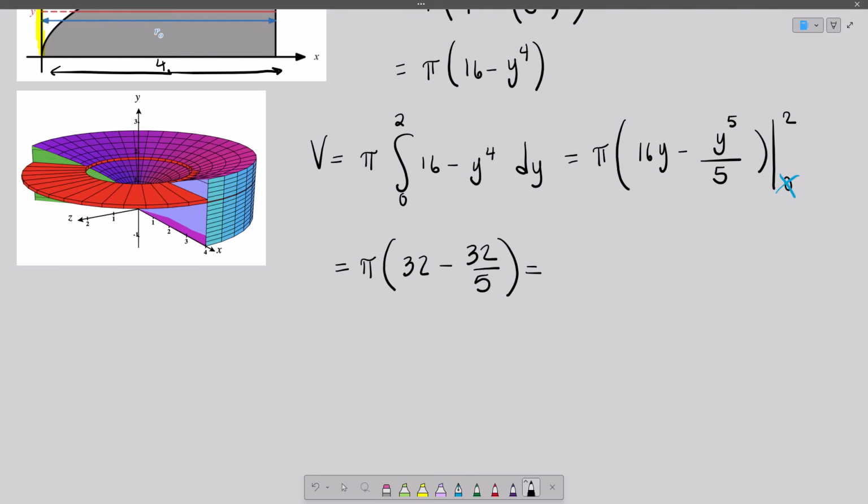Eek. My strategy, factor out the 32 and give us some fractions that we can do in our head. We know that 1 minus a fifth is 4 fifths. 5 fifths minus 1 fifth is 4 fifths. So this will be 32 multiplied by pi multiplied by 4 fifths. 5 does not go into 32, so this is going to be 128 times pi divided by 5.